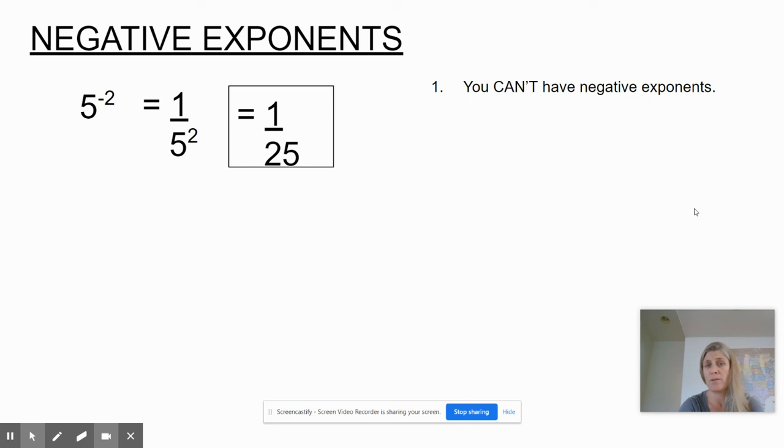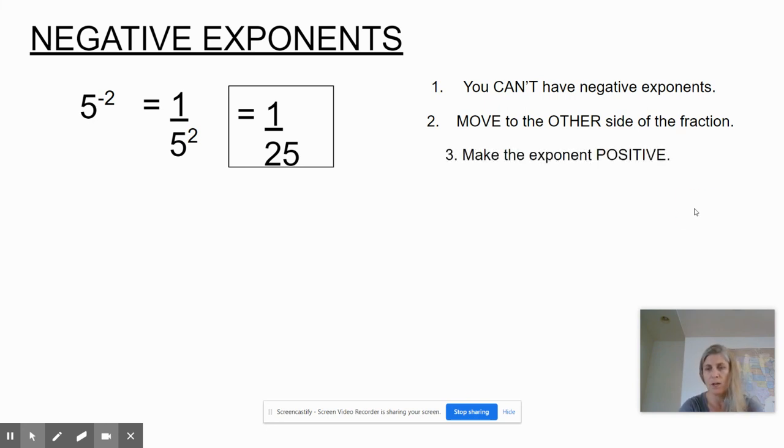So here are the rules. 1, you can't have negative exponents. You move them to the other side of the fraction. So if it's negative in the numerator, you move it to the denominator. Once again, if you leave everything out of the numerator, you then put a placeholder of 1. If it's a negative in the denominator, you're going to move it to the numerator, and you have to remember to make it positive. So once you move the location, it's not having a temper tantrum anymore. It's happy where it is, and so it becomes that positive exponent. And then simplify using the laws of exponents.